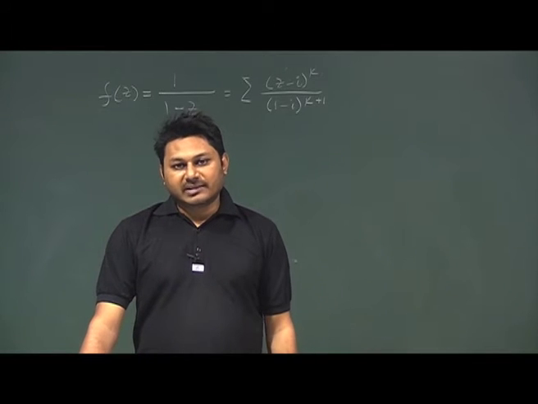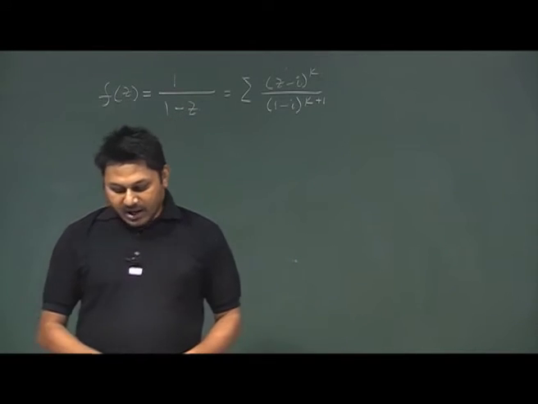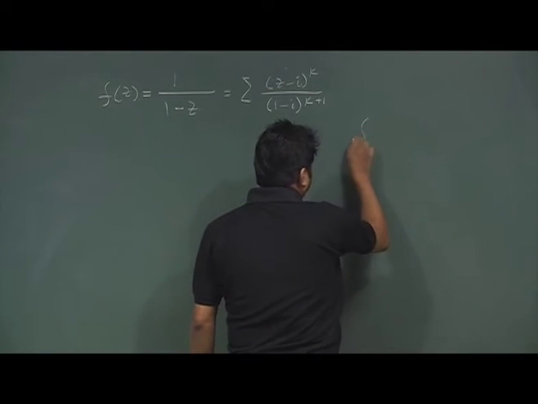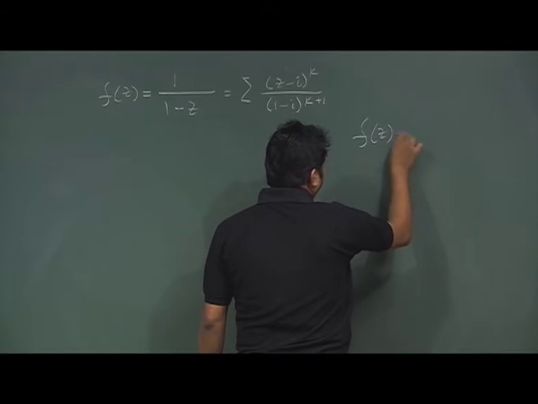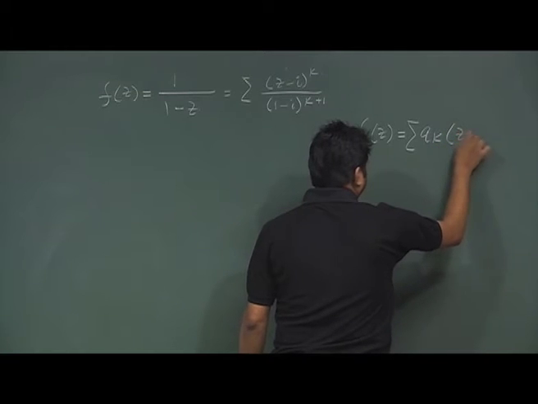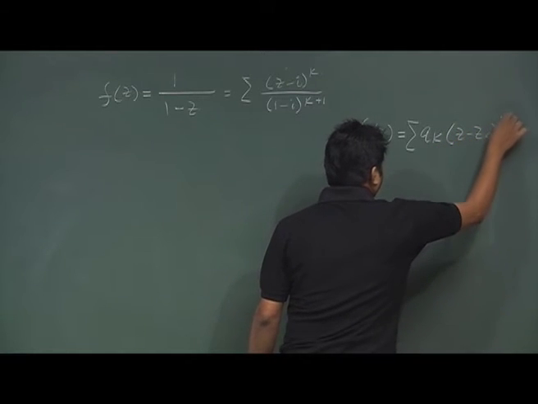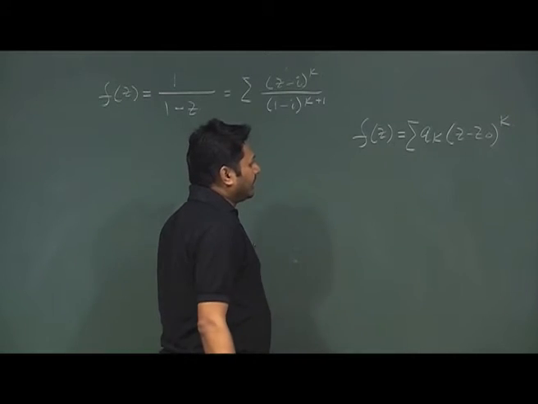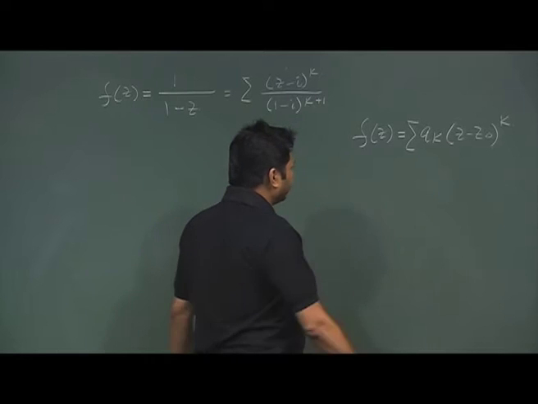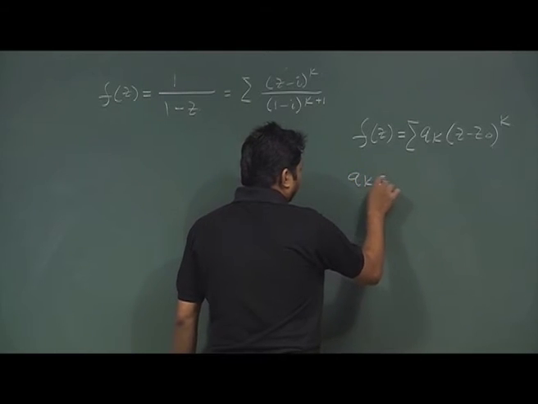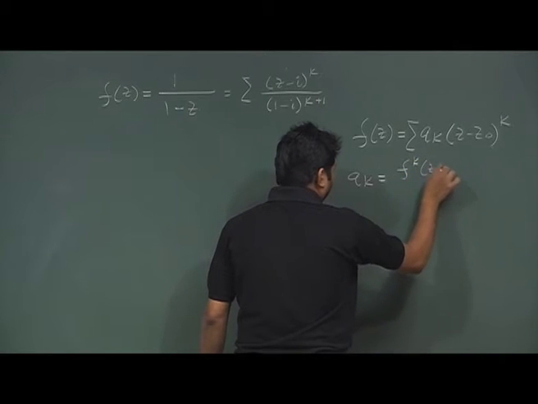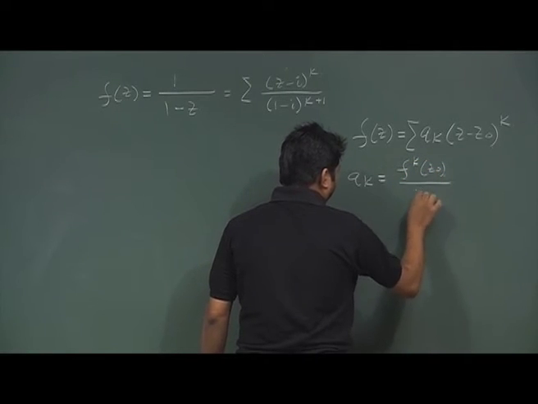Welcome back students to the next class of complex analysis. In the last class we learned about the Taylor series. If a function is analytic in a region D, and z0 is in that region, I can expand this function in terms of a power series with a_k having the form this.